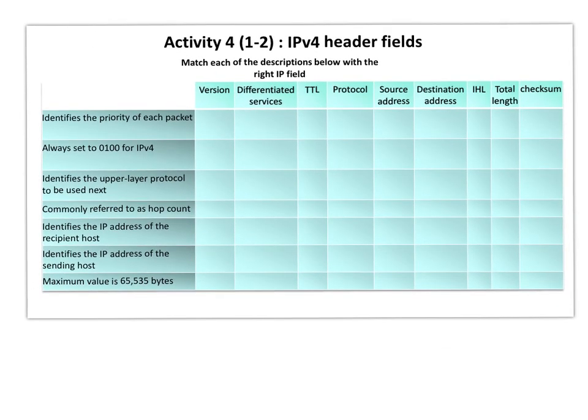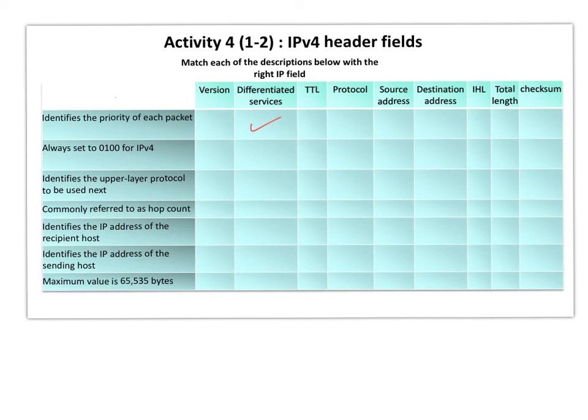I'll give you 1 minute to think about this, and then we can try to solve it together. So which of these fields identifies the priority of the packet? Differentiated services, right? Particularly the differentiated service code point, which is part of the differentiated service. Always set to 0100 for IP version 4. That's all I gave you.